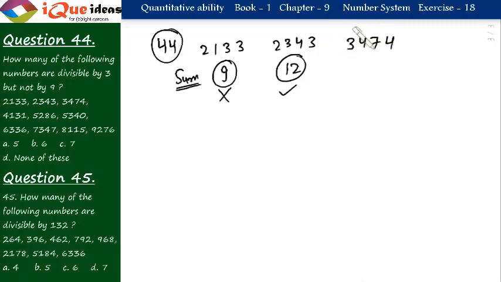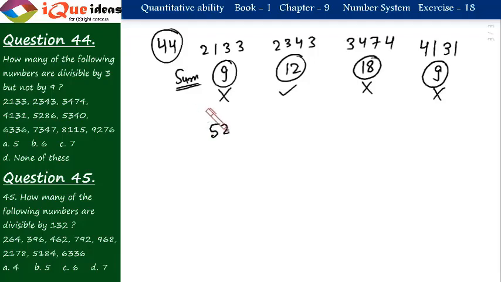Similarly, the next one, that is 3474. Add the digits. 3 plus 4, 7 plus 7, 14 plus 4, that is 18. Now 18 is divisible by both 3 and 9. So the number is also divisible by both 3 and 9. So this cannot be our answer. Alright. So go on striking out the not correct ones. So 4131 is the next number. The sum of digits will be 4 plus 1, 5 plus 3, 8 plus 1, 9. 9, that means divisible by both 9 and 3. So this cannot be our answer.